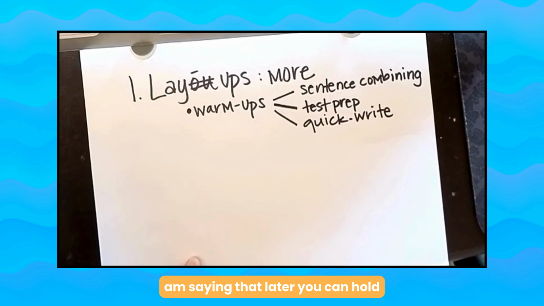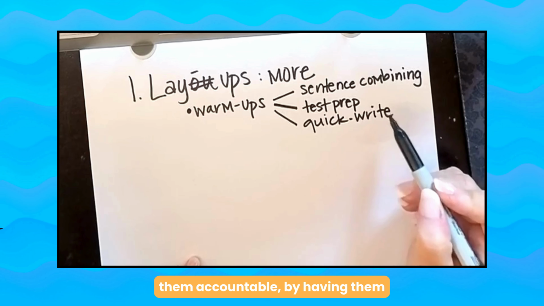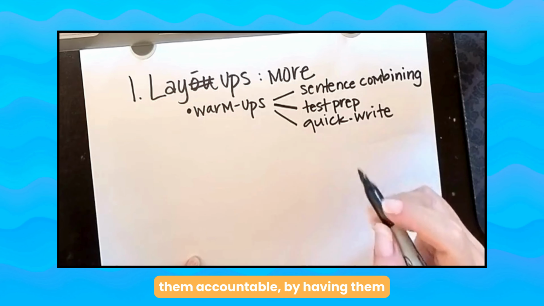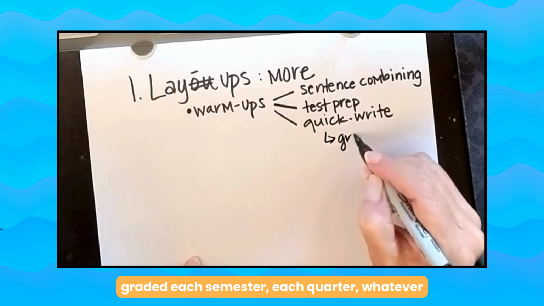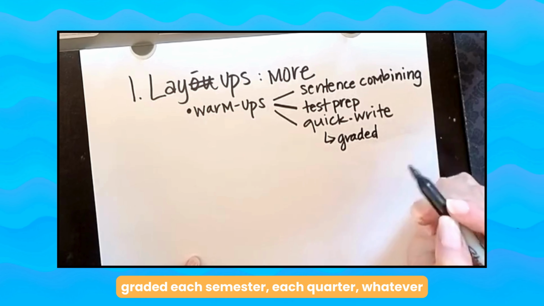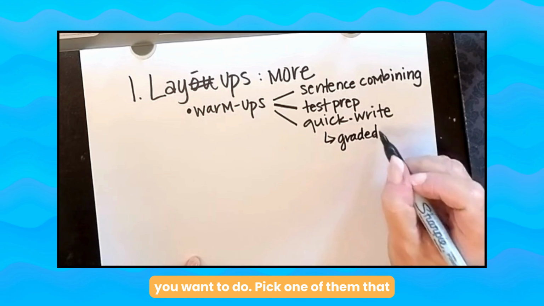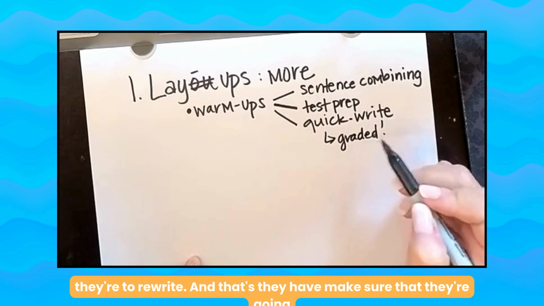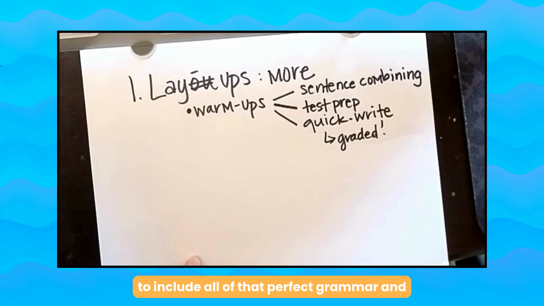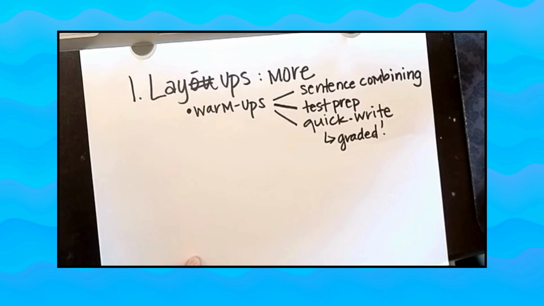I am saying that later you can hold them accountable by having them submit. So one of these could be graded each semester or each quarter or whatever you want to do. Pick one of them that they're going to rewrite. And that's where they have to make sure that they're going to include all of that perfect grammar and punctuation.